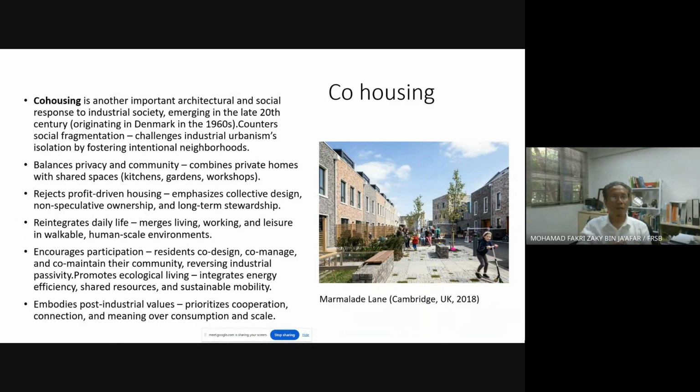So it balances privacy and community. It combines private homes with shared spaces: kitchen, gardens, and workshop. They believe that this interaction between people who want to live together will create meaning in their life. It rejects profit-driven housing, and emphasizes collective design, non-speculative ownership, and long-term stewardship. It also tried to break the silos between living, working, and leisure in walkable, human-scale environments. It encourages participation. The design was driven by the residents themselves. They were the people who manage and maintain their community, reversing the industrial passivity where it was controlled by the managers or the boss or the head of the complex. It promotes ecological living, integrating energy efficiency, shared resources, sustainability and mobility. So it embodies post-industrial values: cooperation, connection, and meaning over consumption and scale.